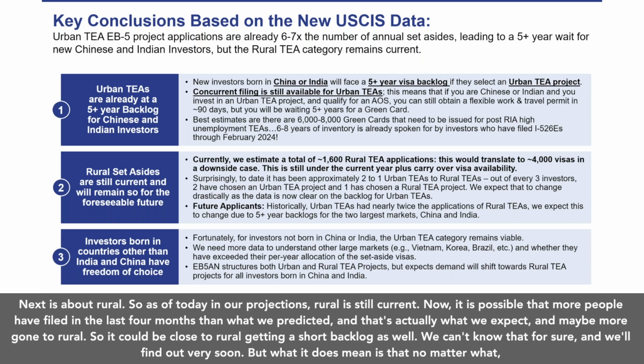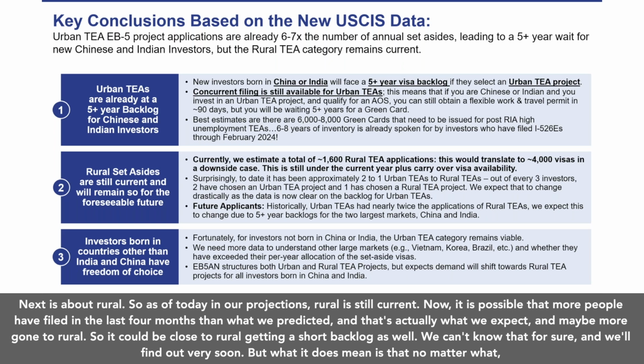Next is about rural. As of today in our projections, rural is still current. Now, it is possible that more people have filed in the last 4 months than what we predicted, and that's actually what we expect, and maybe more have gone to rural. So it could be close to rural getting a short backlog as well. We can't know that for sure, and we'll find out very soon.